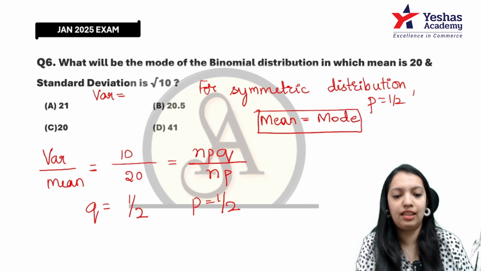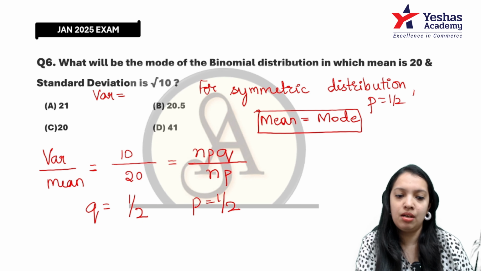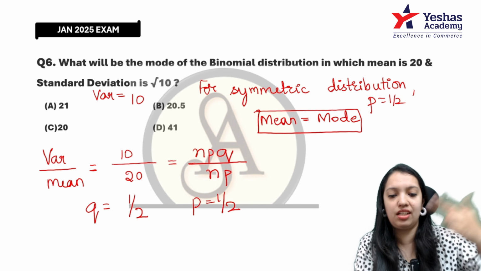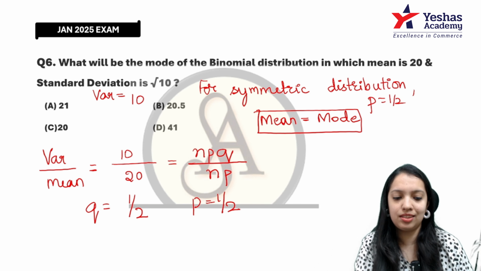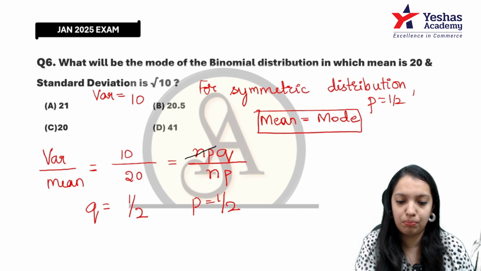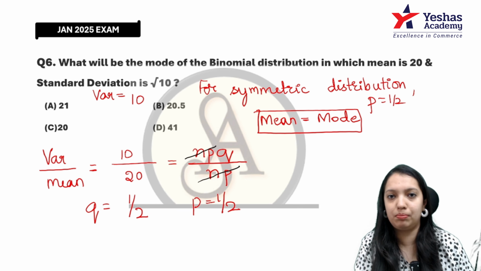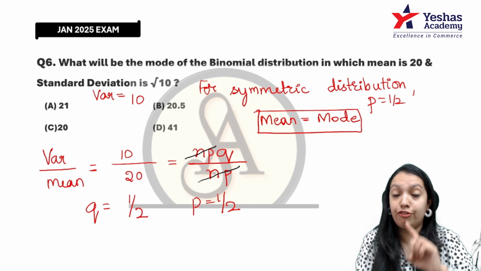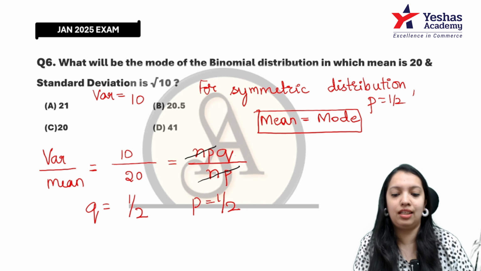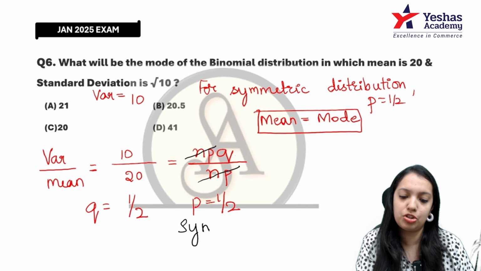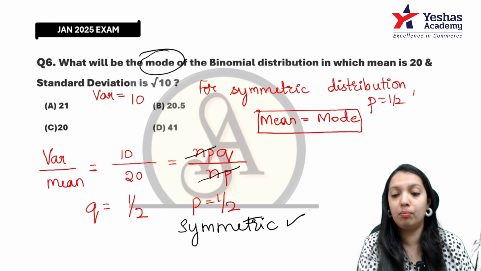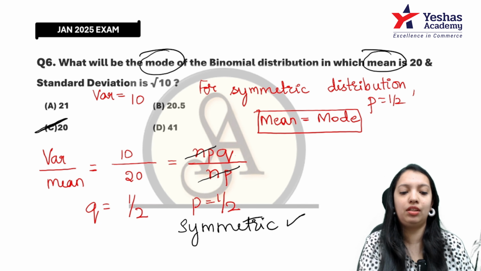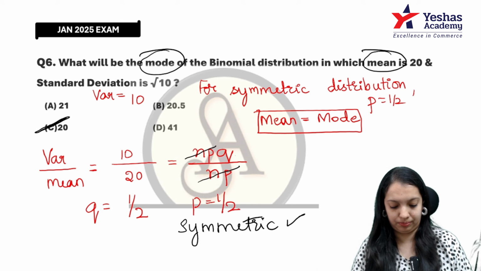So in this case, if P is equal to half, then mean and mode will be same. Let's calculate variance. Standard deviation is root 10. Variance is square of standard deviation which will be 10. So variance by mean is 10 by 20. Here variance formula is NPQ and mean formula is NP, both get cancelled out. Q value is 10 by 20, 1 by 2. If Q is half, P is half. That means it is symmetric distribution, in which case your mean and mode both will be same. So even modal value is equal to 20.